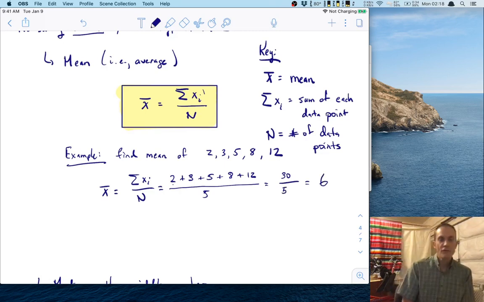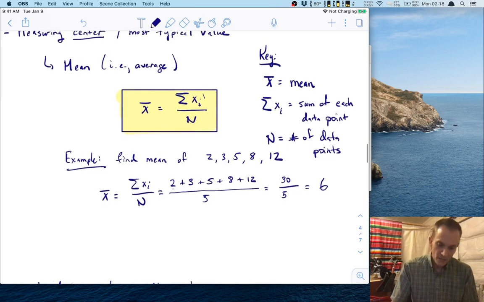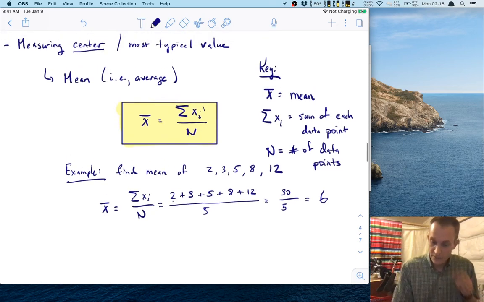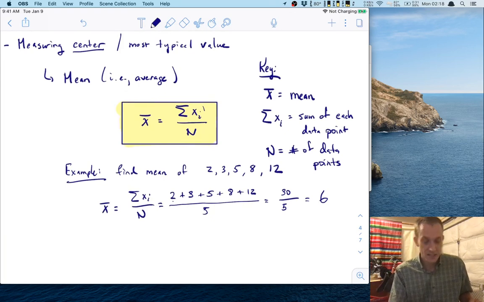So the most typical value of this data set, defined as the average or mean of this data set, is 6. And that's how you compute a mean. This should not be surprising to most of you, but that's how it's done. We're going to use that here in just a little bit, but that is sort of the first step at describing the most typical value.